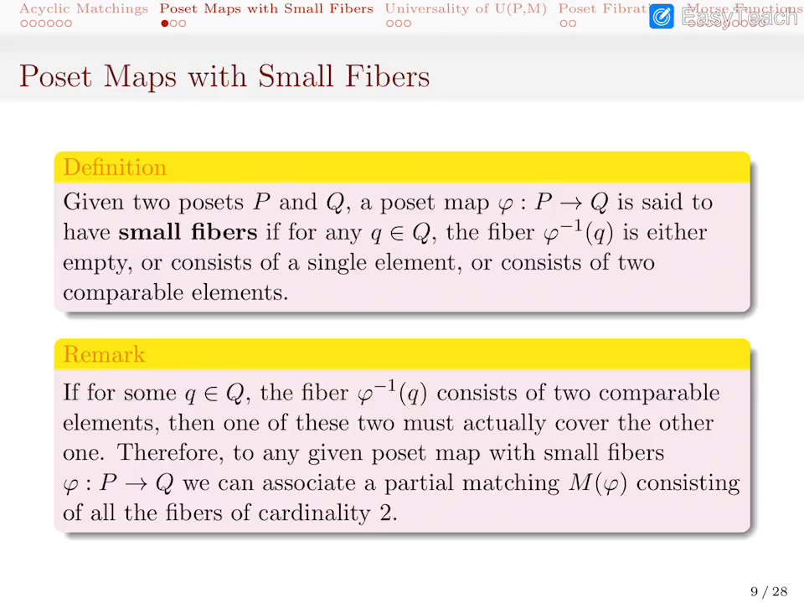And a remark is that if phi inverse of q consists of two comparable elements, then one of these must cover the other one. The reason being, if you have intermediate elements, then all of them should map to q by simple trichotomy, but that contradicts that the fiber consists of two elements. However, this remark yields a useful result: given any poset map with small fibers, phi, we can in fact associate a partial matching M of phi consisting of all the fibers of cardinality 2.